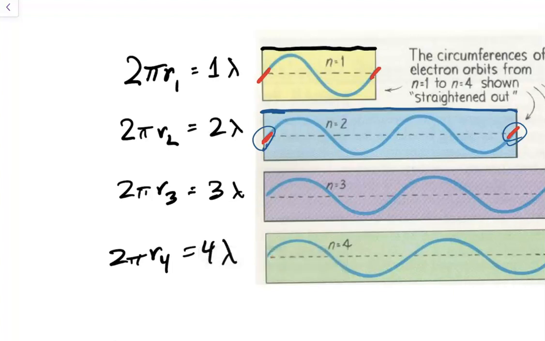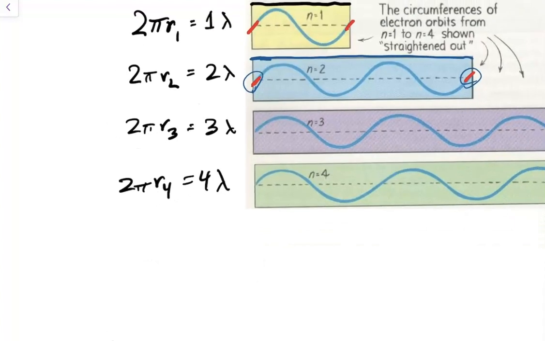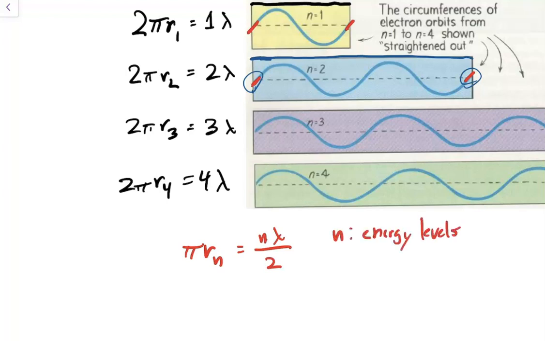Now this provides us a pattern. If we divided 2 over to the right side, we end up with a pi r of some n energy level equal to 1 lambda over 2, 2 lambda over 2, 3 lambda over 2. So it's going to be n lambda over 2, where n are our energy levels, right?